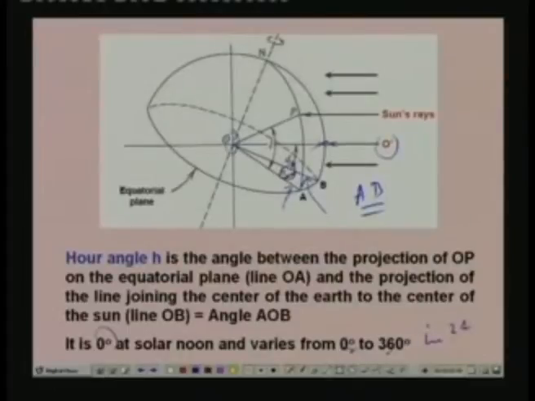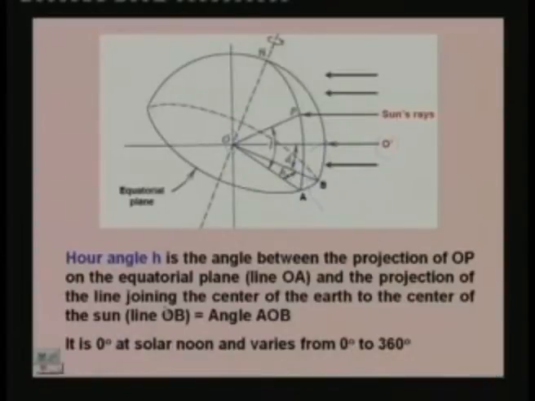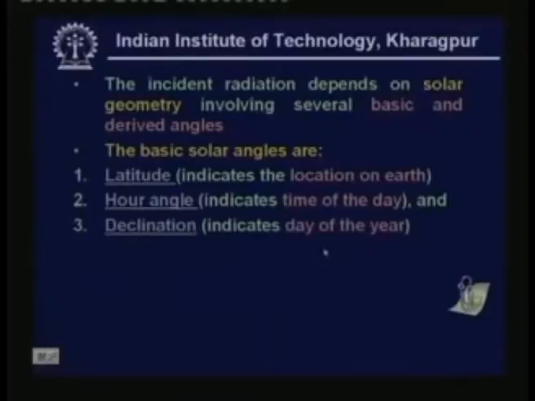360 degrees in 24 hours, because it makes one rotation in 24 hours. The third basic angle is what is known as declination, and declination indicates the day of the year.